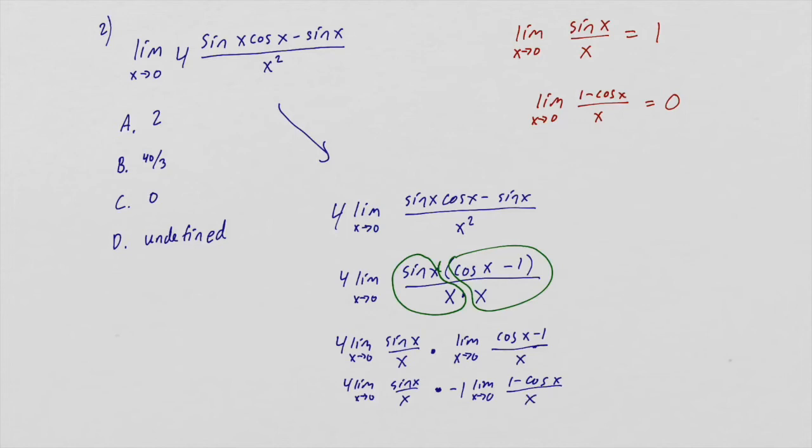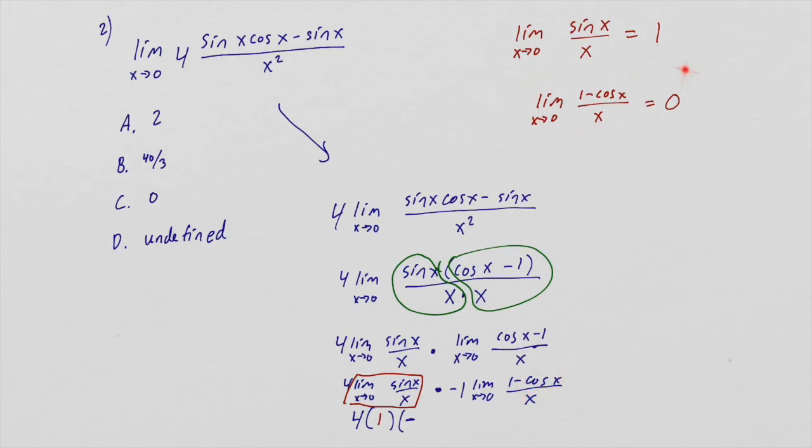And now we have a couple of things here. We have a 4 in the beginning. That's great. Now this piece right here, the limit as x approaches 0 of sine of x over x, we have that right up here. We know that's 1. So it's 4 times 1. And then our times negative, whatever our limit over here is, 1 minus cosine x over x.